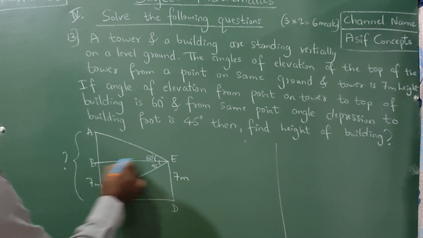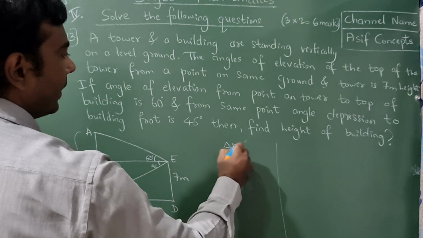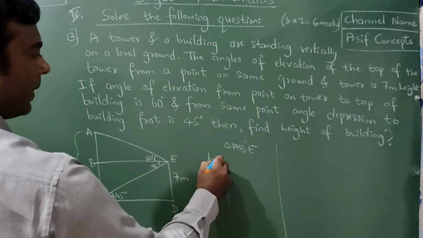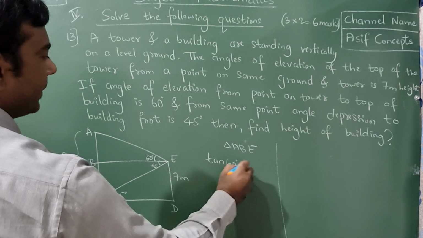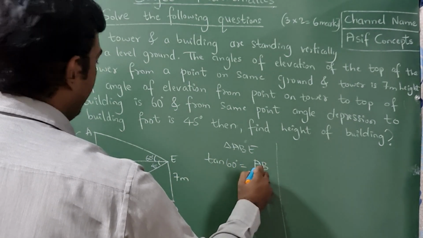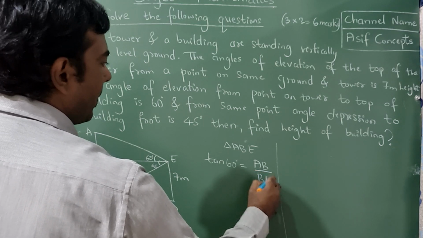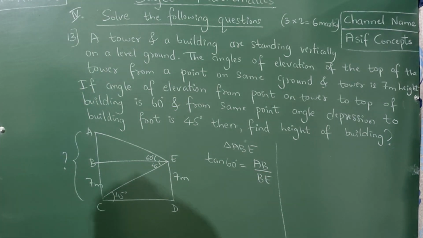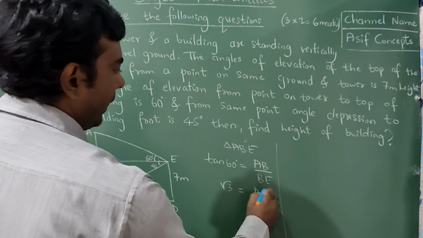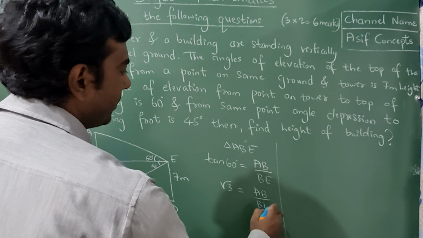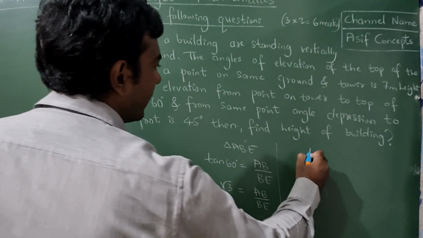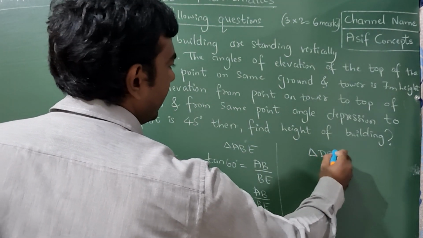So let me consider first this triangle, triangle ABE. If I consider this triangle, tan 60 degrees is opposite by adjacent, so it is AB by BE. Tan 60 is root 3. Now, AB by BE.